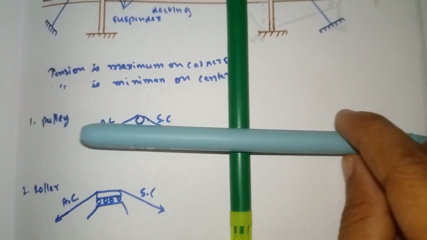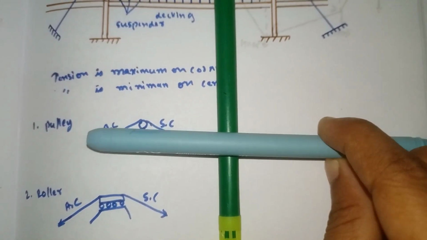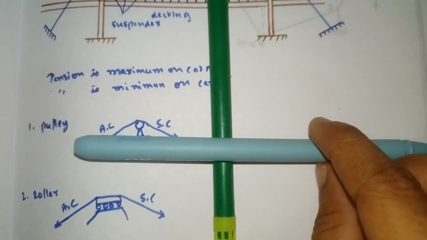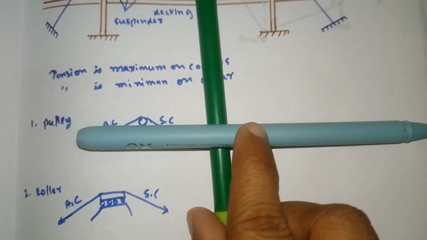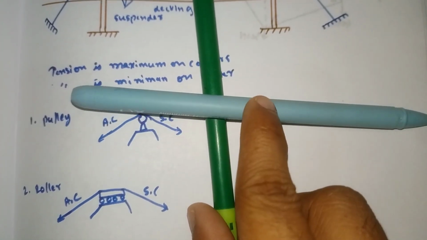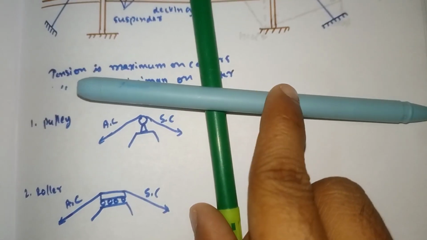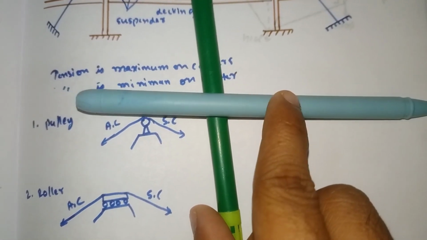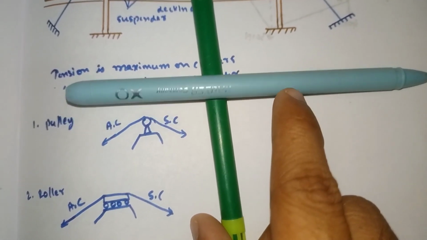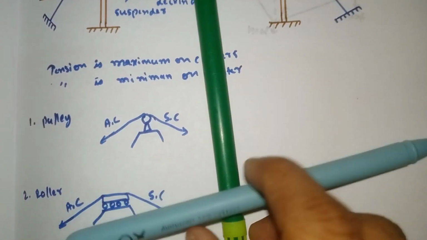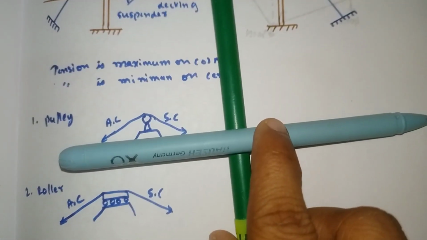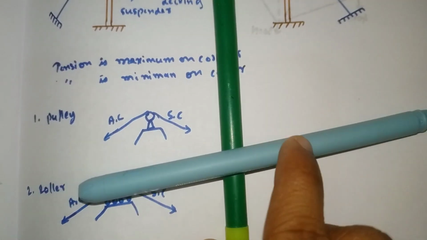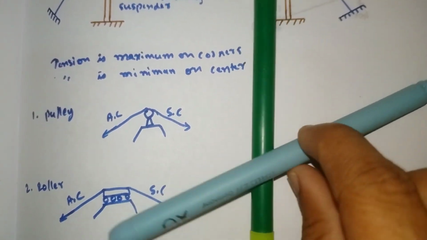It is not fixed like this. But in case of pulley, our support is fixed. Only the cable will move like this, either left side or right side. Only the cable moves, our support does not move in case of pulley support. But when it comes to roller, our roller support is not fixed. As our roller support moves, our cable also moves like this.